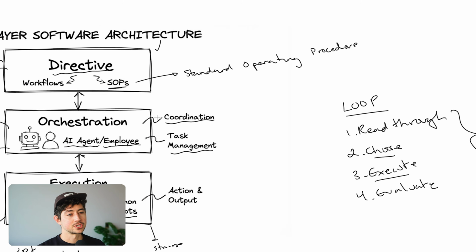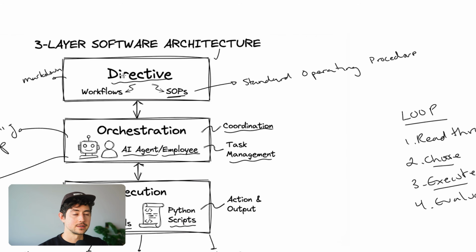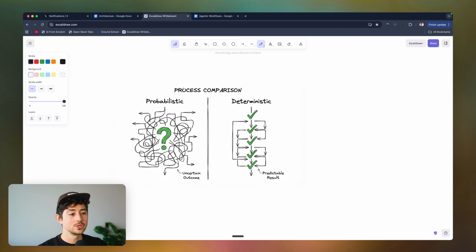So that, in a nutshell, is a good analogy for what is really going on here, especially in a self-annealing sort of situation. Why do we do all of this? We do all of this to reel in the inherently probabilistic nature of large language models.